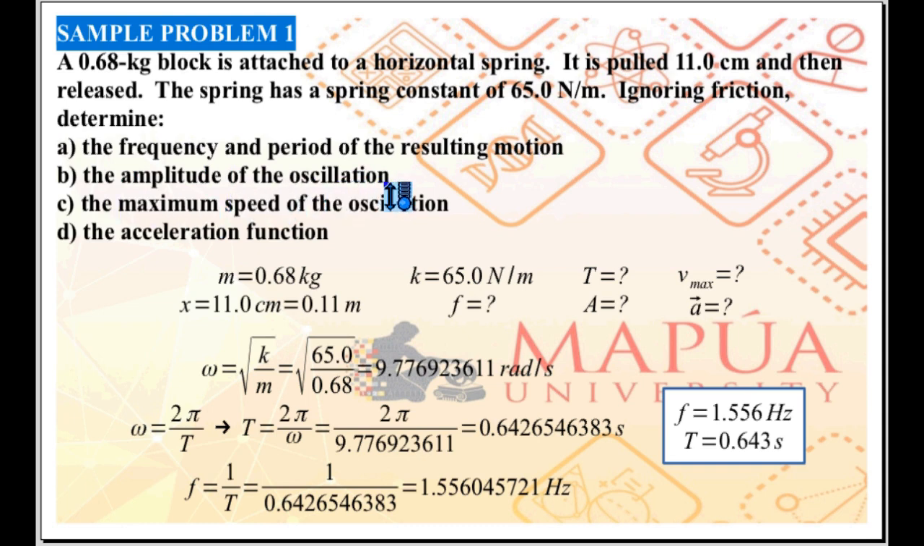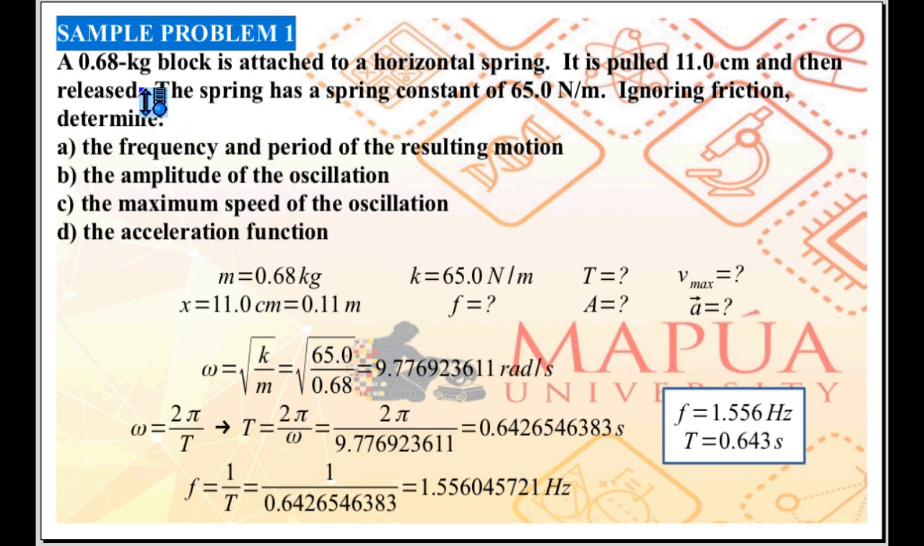When we say oscillation, we're talking about vibration. Oscillations and vibrations, as far as our course is concerned, are one and the same. Then the maximum speed of the oscillation, and lastly, the acceleration function.